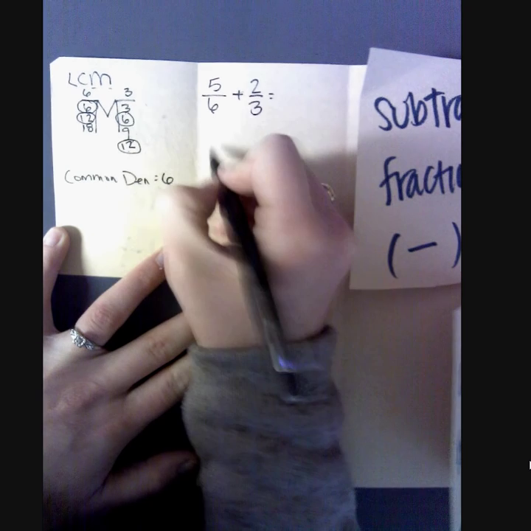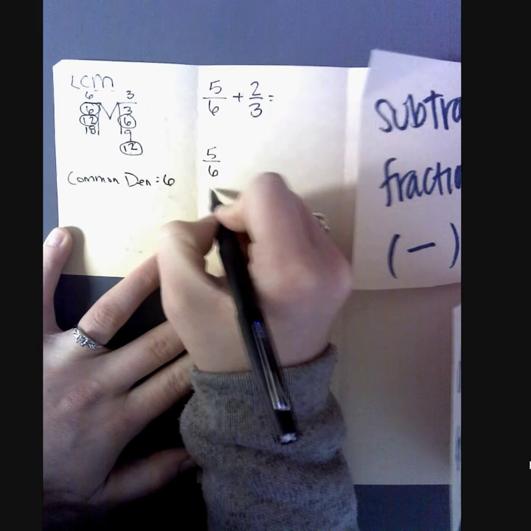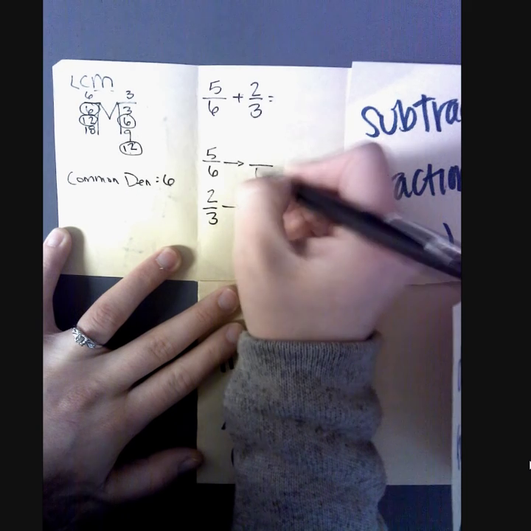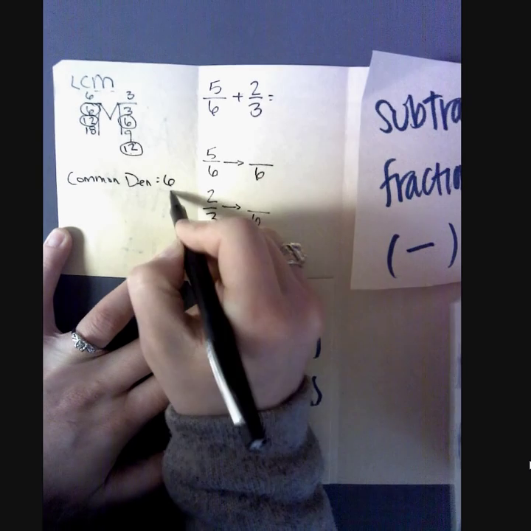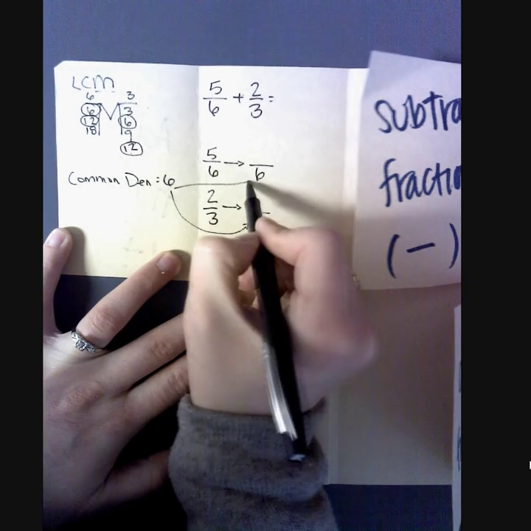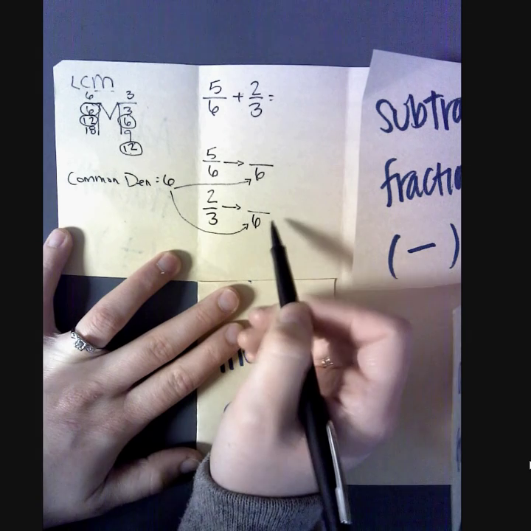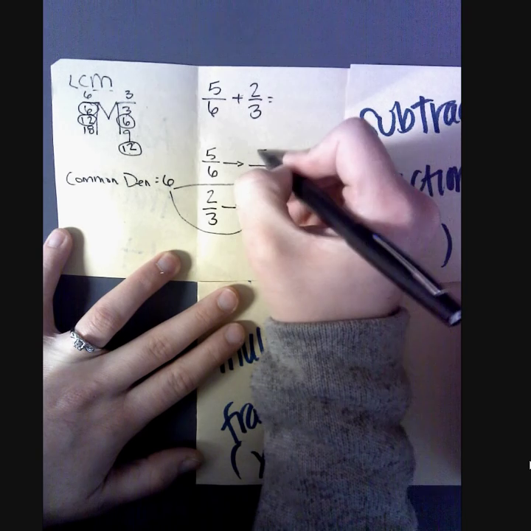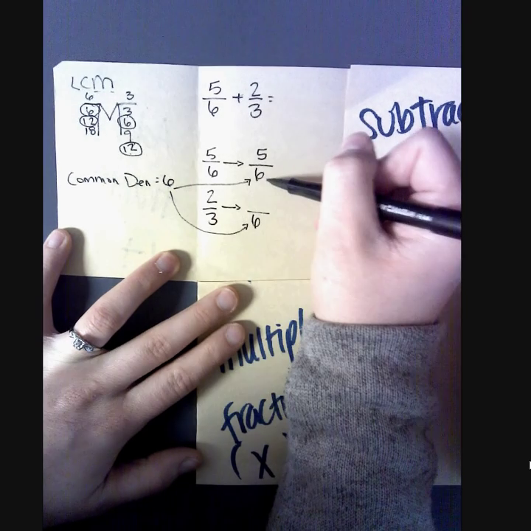Okay, so I like to rewrite 5 over 6, 2 over 3, and I like to do this so I can go ahead and change those numbers up. So my 6 is going to be the common denominator now, and that's going to happen on both of those. So that's where it's going. And then I'm setting it up so that if I need to change it, I can. Now my 5 is going to stay the same because my 6 did not change.